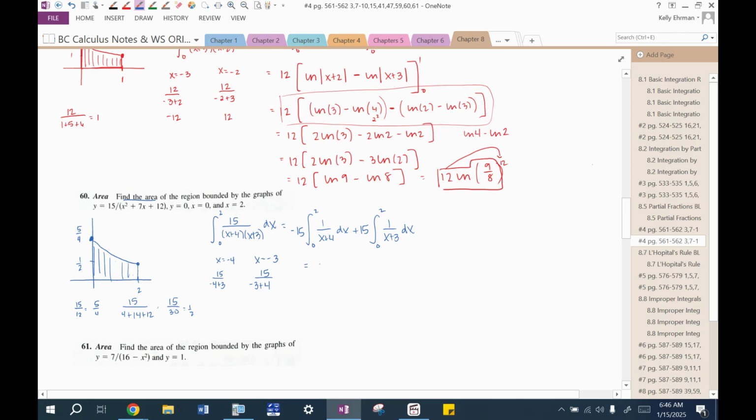Okay, so then let's do the same thing. Factor out the 15. And then this is going to be the natural log of the absolute value of x plus 3 minus the natural log of the absolute value of x plus 4. Evaluate from 0 to 2. When I plug in 2, I get natural log of 5 minus natural log of 6, minus, when I plug in 0, I get natural log of 3 minus natural log of 4.